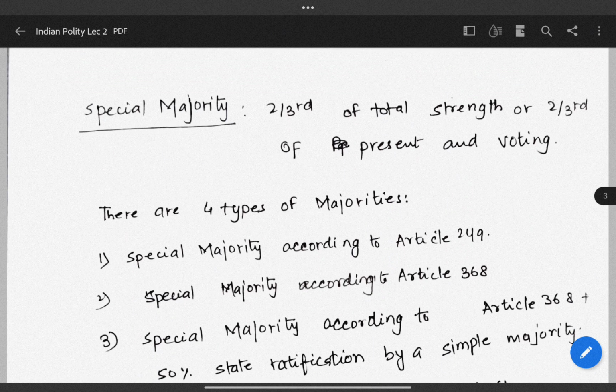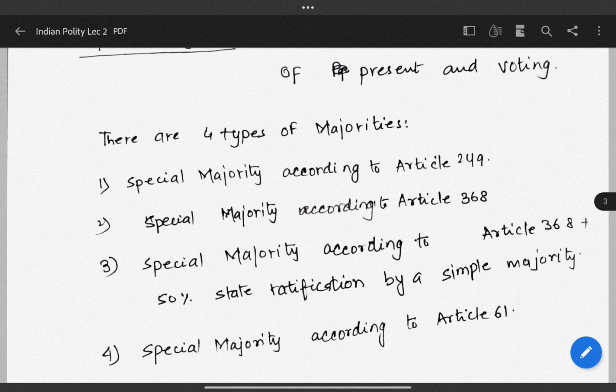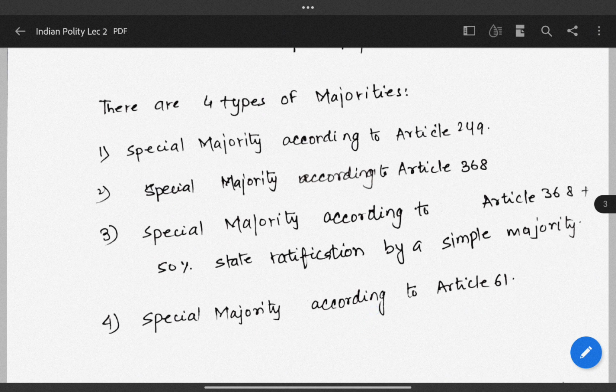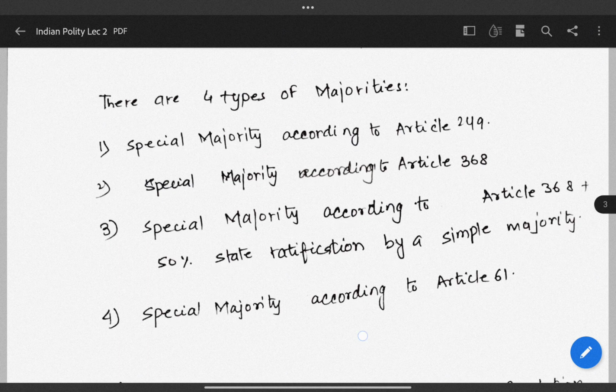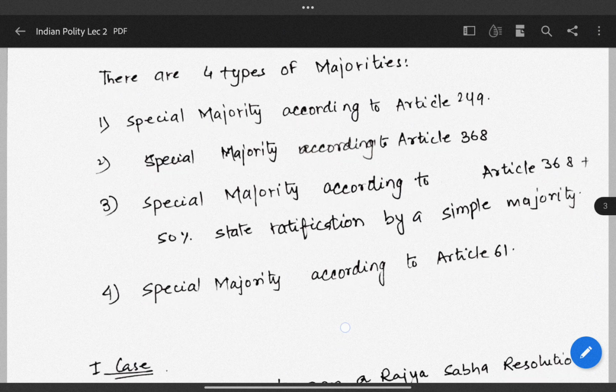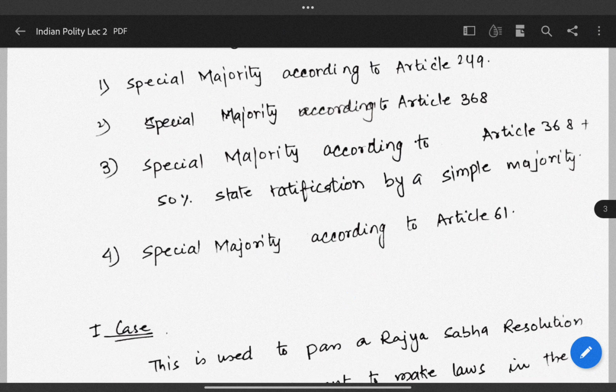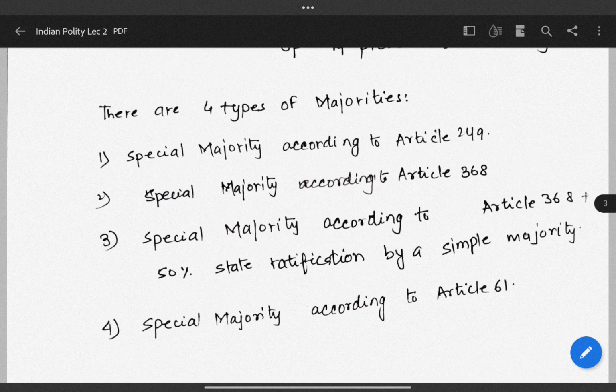There are four types of special majorities. First, the special majority according to article number 249. Second, the special majority according to article number 368. Third, special majority according to article 368 plus 50% state ratification by the simple majority. Fourth, special majority according to article 61. Now we are going to discuss all the majorities and when they are used.